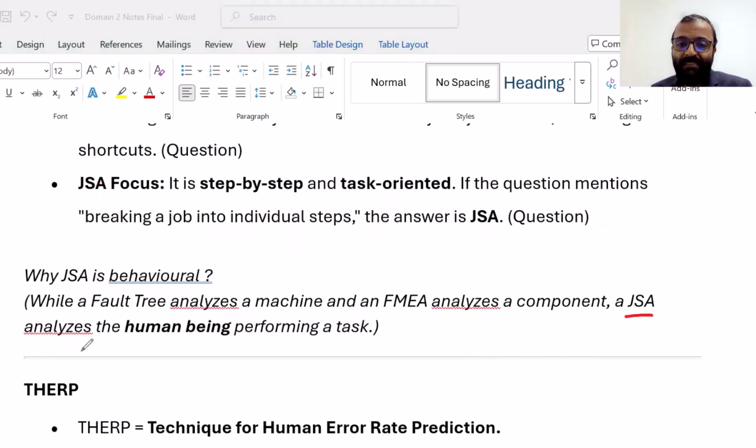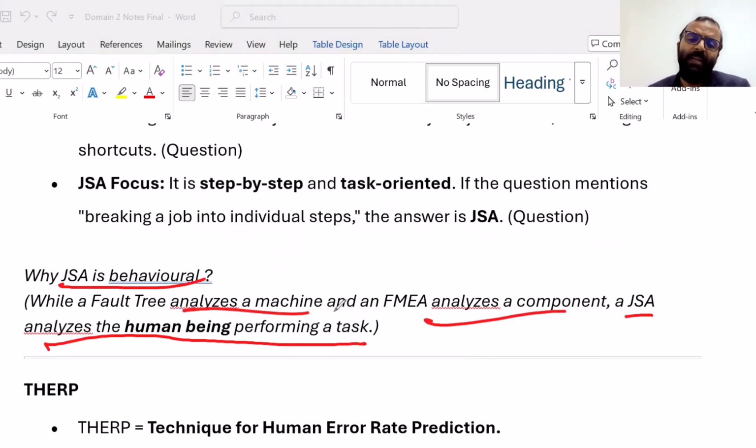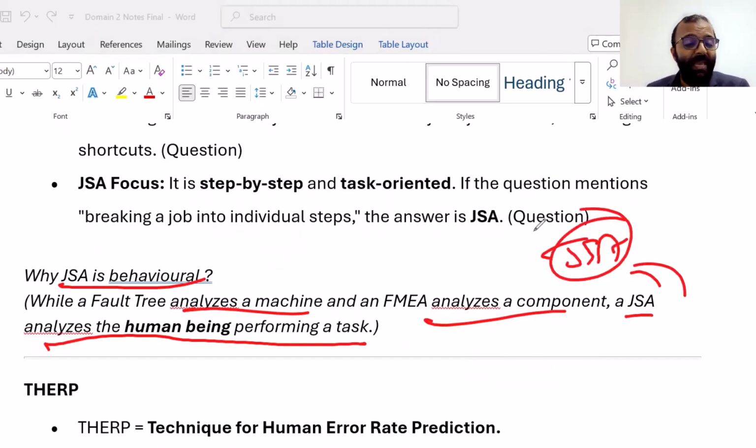JSA analyzes the human being performing the task. That is why JSA is known as behavioral. FMEA is not; there we check the machine component. Fault tree analysis analyzes the machine and FMEA analyzes the component. But JSA is what? It is behavioral. How the person is behaving, that is what we check here, by dividing the whole job into various tasks. That is important. Please keep it in your mind.